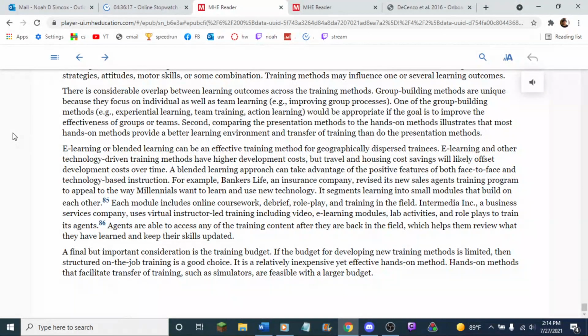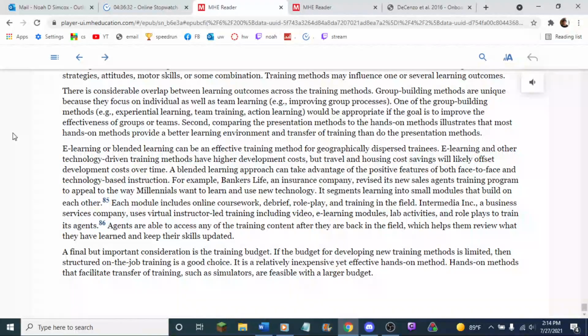Intermediate incorporate a business service system. The company uses virtual instructor-led training, including video, e-learning modules, lab activities, and role plays. The training's agents are able to access any of the training content after they are back in the field, which helps them review what they have learned and keep their skills updated.